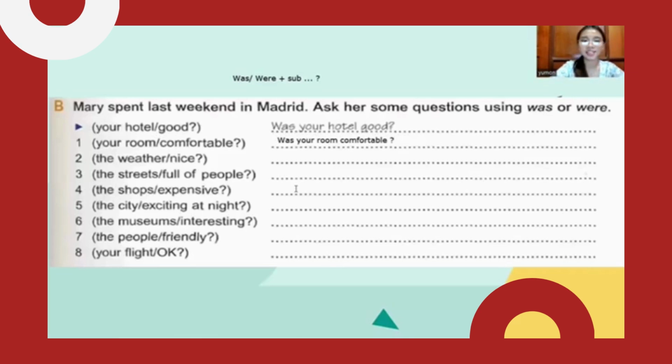Okay, so can you do on your own from 2 to 8? Yes? All right. I will give you 5 minutes to make the questions from 2 to 8. Okay, so you read the phrases in the brackets and use was or were to make the questions. Don't forget to write it with capital letter W in was and were. Okay, and also the question mark. Don't forget about it. All right. So as usual, you can pause the video to write the questions in your book, and then we will check the answers together. Okay? So let's start.